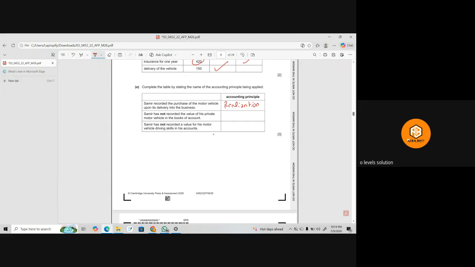Samir has not recorded the value of his private motor vehicle in the entity's books of account. This is the business entity concept, because it means that the business and the owner have their own separate entities. Yes, miss. Samir has not recorded a value for his motor vehicle driving skills in his accounts. And this is the money measurement concept. The money measurement concept says that you should not record anything which does not have a monetary value, which you can't measure in money terms. Definitely, we can't measure driving skills in money terms. That's why.